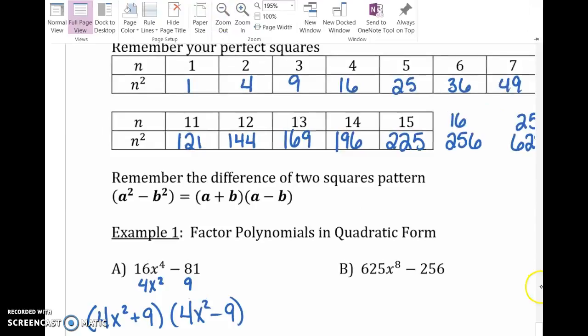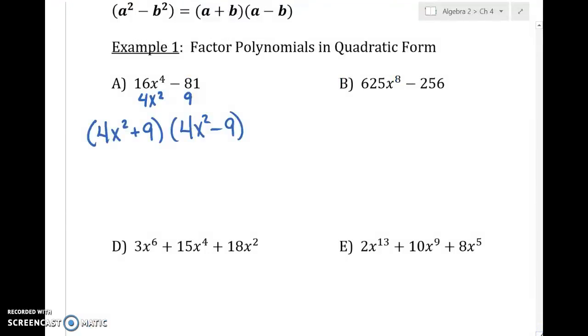I'm going to zoom this way in so I have a little bit more room to write. If you have x squared plus, you're pretty much done. If it's a binomial, two terms, like 4x squared plus 9, and it's x squared plus, we do not have a sum of two squares. We only have a difference of two squares. So this first set of parentheses is done.